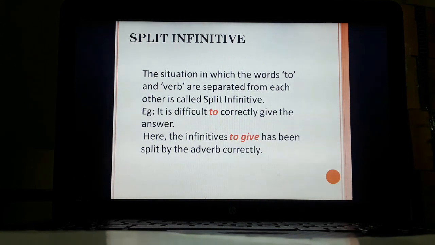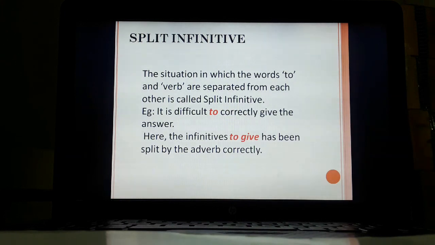The situation in which the words to and verb are separated from each other is called split infinitive. So from the very beginning, whatever we have studied, we have seen that everywhere infinitive has been used, means to plus V1 has been used. But here in the case of split infinitive, we will see that to has been separated from the first form of the verb. Let's see this example.